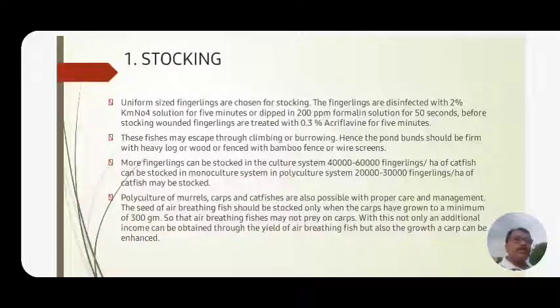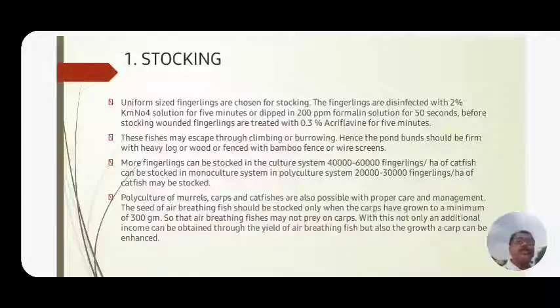Or suppose KMnO4 solution is not available, not found, then these infected fishes, these fingerlings, are to be dipped in 200 ppm of formalin solution for 50 seconds.